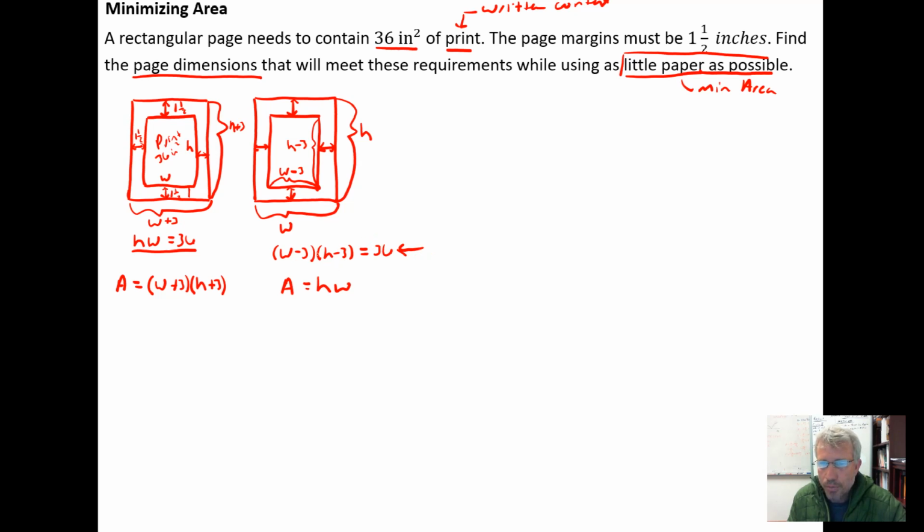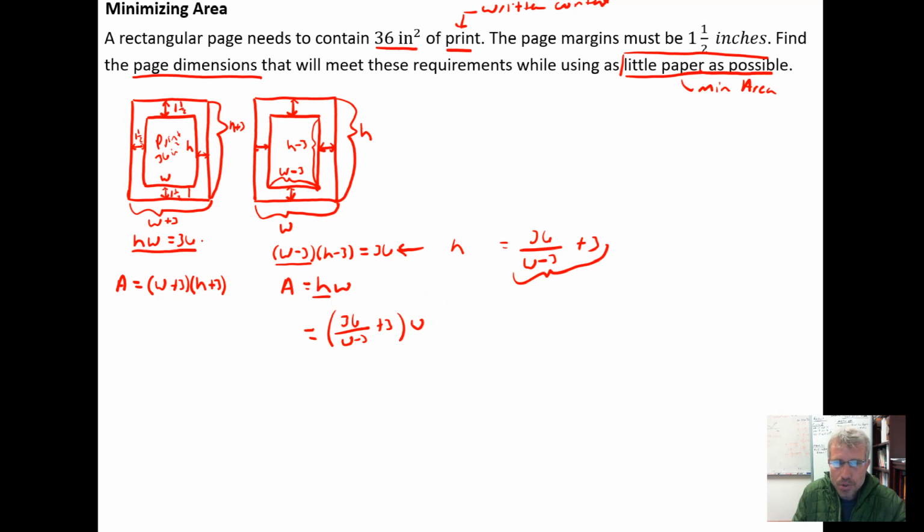So for example, if we solved it for height, we would divide both sides by w minus 3. So we'd wind up with height minus 3 equaling 36 over w minus 3. And then we'd have to add that 3 to both sides, and then we would substitute this in for height. So you'd get area equals 36 over w minus 3 plus 3, all times the width.